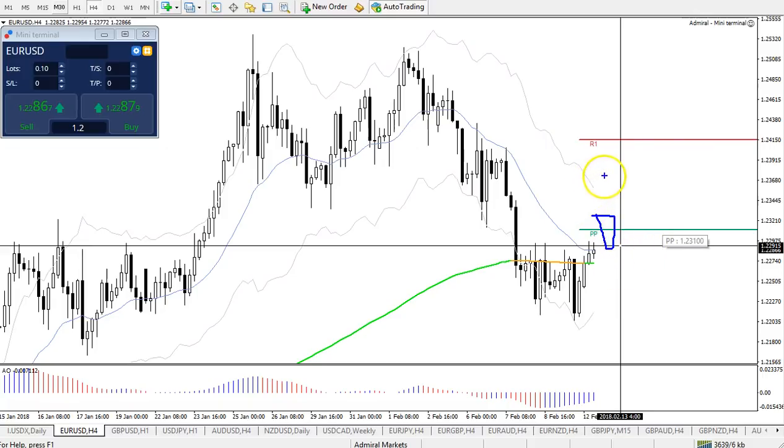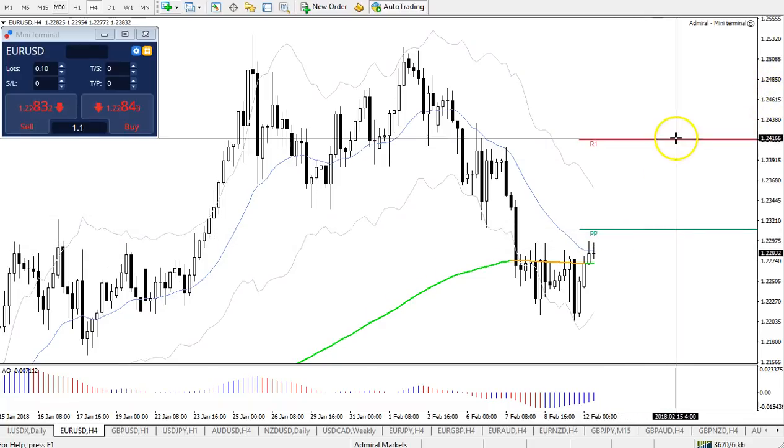Now I think that this could still be a wave 1, so what I would like to see probably is some kind of correction as a part of wave 2, and that could be interesting to look for long setups there, because that could be the wave 3 of wave 5, of 5. And there could be a breakout from the weekly pivot point to the R1.